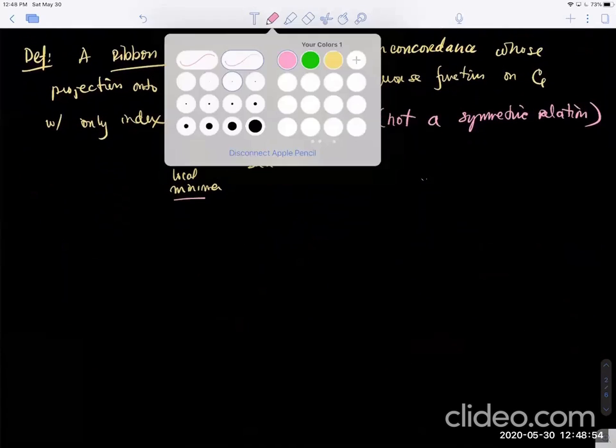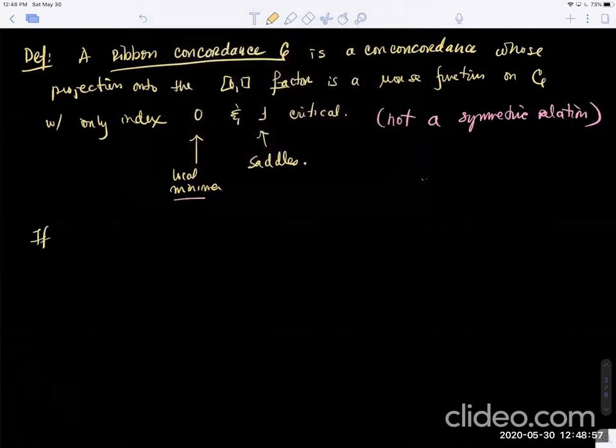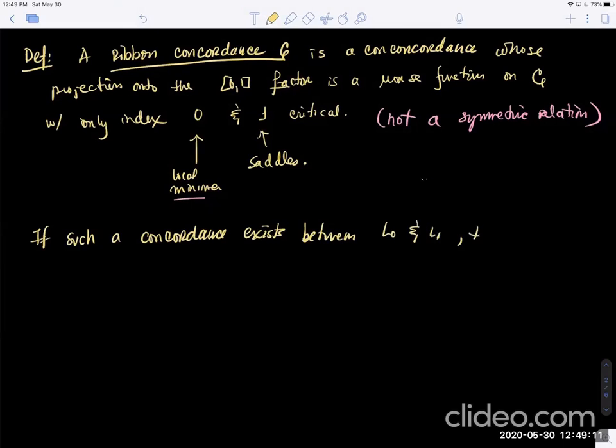However, if such a thing exists, a ribbon concordance between L0 and L1, then we say that L0 is ribbon concordant to L1. Cool. Okay. So that gives us the definitions.